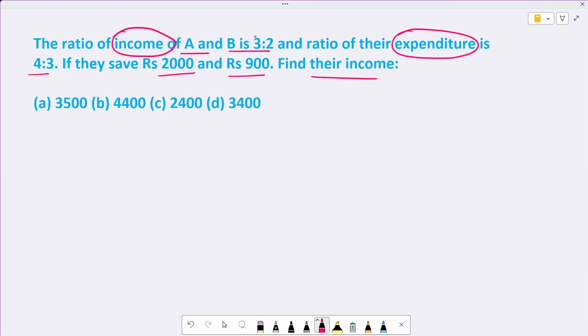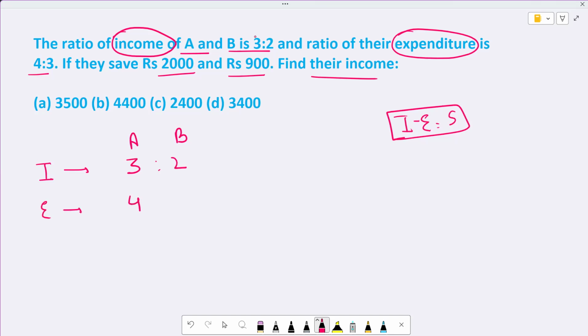So we all know that saving is equal to income minus expenditure, right? Income minus expenditure will be equal to saving. This is a basic thing that we will be using here. So A and B ka ratio is given. So income we will write as 3:2 and their expenditure will be equal to 4:3.